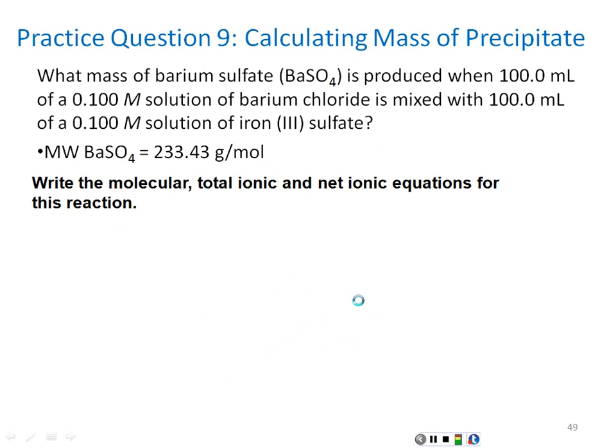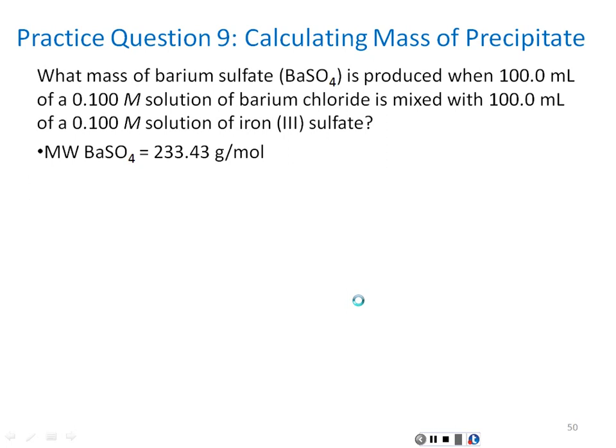Okay, we've written the molecular, total and net ionic equations for the reaction. To answer the second part, it would be helpful to have those handy. So the question's really asking what mass of the precipitate will be produced when you start with a certain concentration of barium chloride and 100 mL of a certain concentration of iron(III) sulfate. So how do we go about answering this question?